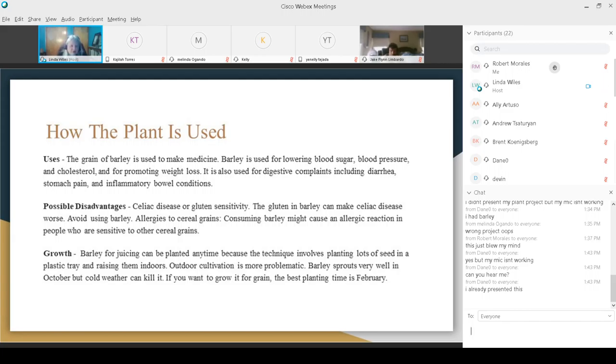Possible disadvantages. If you have celiac disease or if you're gluten sensitive, this has gluten in it, unlike oats. So the gluten in barley can make celiac disease worse, so you avoid using it. Allergies to cereal grains can become more severe over time, especially if you're sensitive to other cereal grains, similar to what you would see if you were allergic to one type of nut, you would tend to become allergic to others as well.